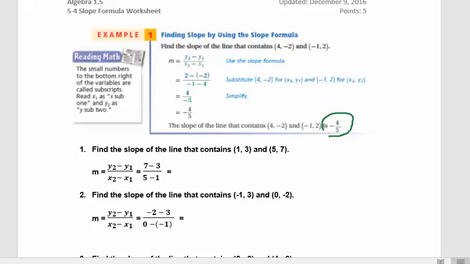If you get something like -10/20, you could simplify that to -1/2 by dividing both by 10, but don't change it to a decimal. Slopes are best as fractions because they help us graph.